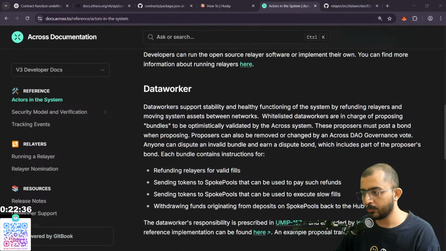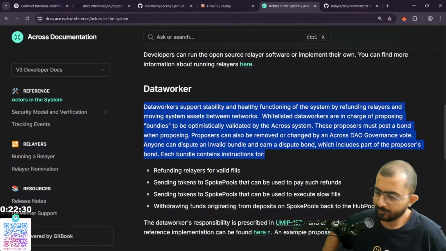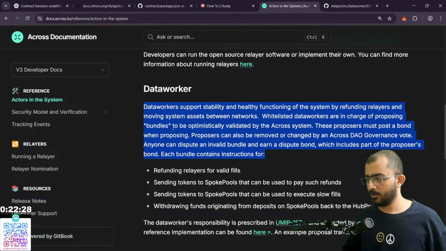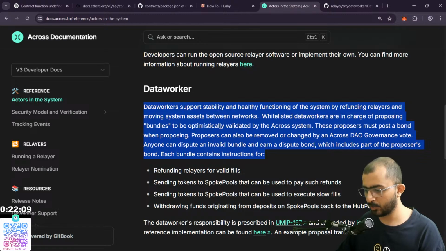Okay, data workers support stability and health. Data workers support stability and healthy functioning of the system by refunding relayers and moving assets between networks. Whitelisted data workers are in charge of proposing bundles.